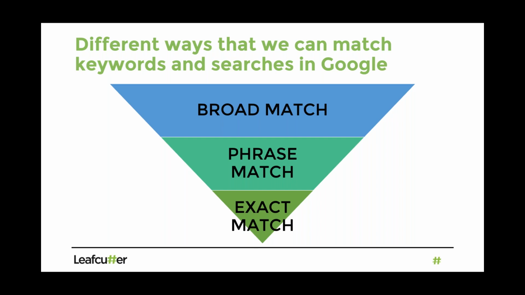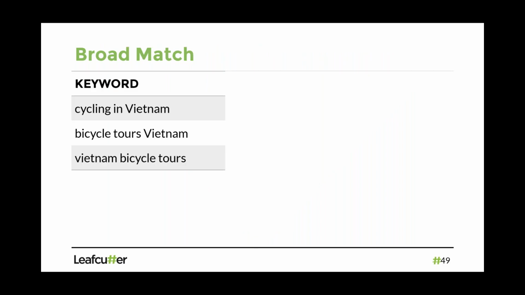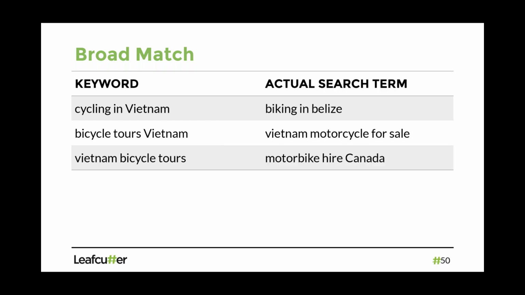An example of where broad match returns too much traffic: I had a client I helped out a while ago, and I just loved the example. They were running a social enterprise in Southeast Asia, running bicycle tours. The keywords we had in the system were things like cycling in Vietnam, bicycle tours, Vietnam bicycle tours. So the intent was pretty clear in my mind about what people might be searching for. And the actual search terms that Google would match would be like biking in Belize, or Vietnam motorcycle for sale, or motorbike hire Canada. So in terms of intent, they are completely different from what I had in mind.